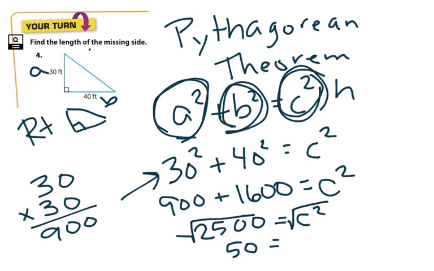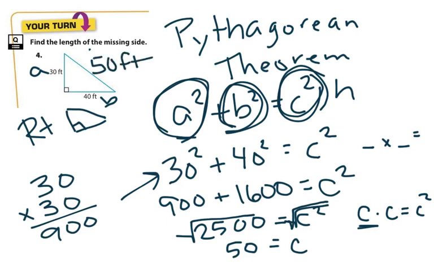And the square root of, if I have two c's here, the square root of it, let me explain that a little bit more. C squared equals c times c. And if I'm finding out what number multiplied by each other gives you c squared, that's why the square root of c squared equals just c, because when we're doing square roots of numbers, we're wondering what number times itself gives you the squared number, okay? And so in this case, 50 equals c, and so this side over here is 50 feet, okay?